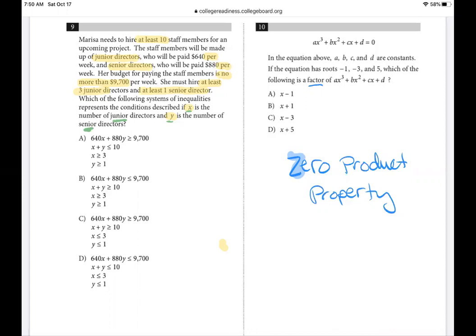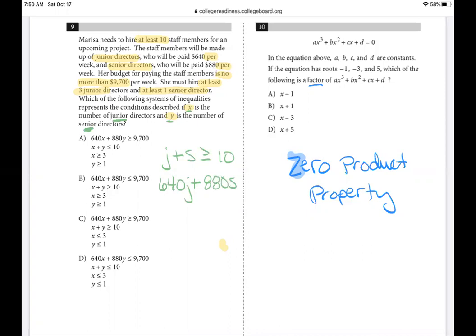So if I'm representing, I'm going to go ahead with J for junior and S for senior directors. So at least means that is the minimum. So greater than or equal to 10 total staff members for this upcoming project. So we'll have the juniors who will be paid $640 per week. So I would translate that as 640 times J. And the seniors who will be paid $880 per week. I apologize if I said per hour, it's per week. So 640 times J and 880 times S for the seniors.